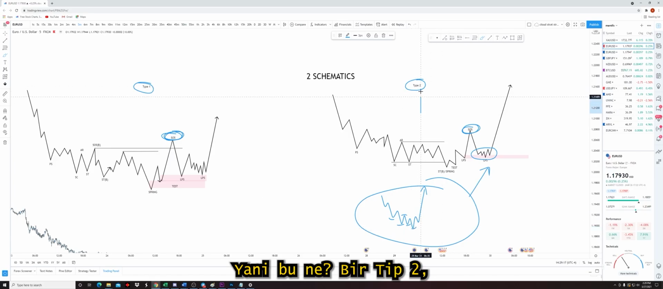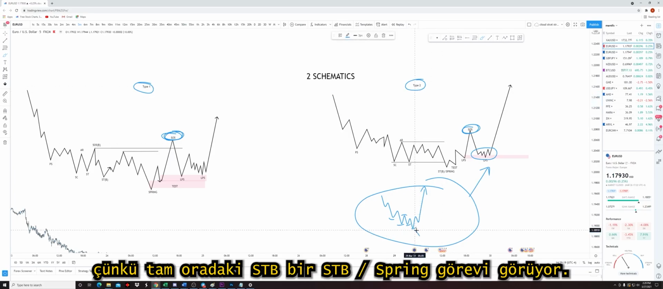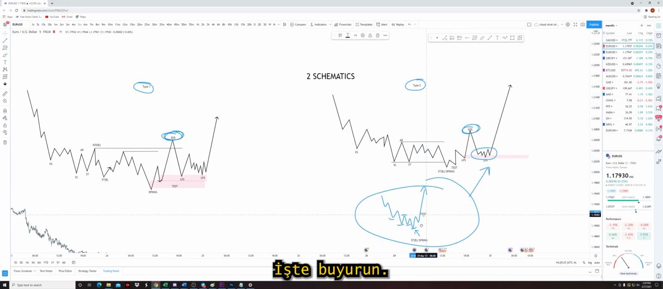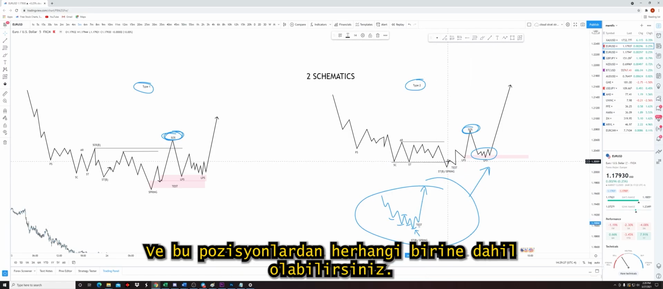So it's a what? A type 2, because that STB right there acts as an STB slash spring, right? Then your test, there you go, and your markup. And you can be involved in any of these positions.